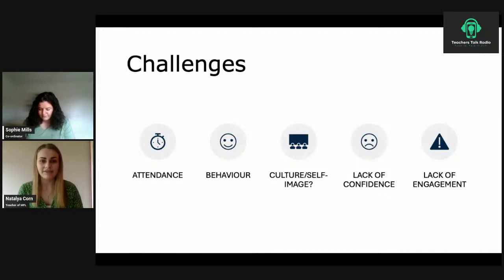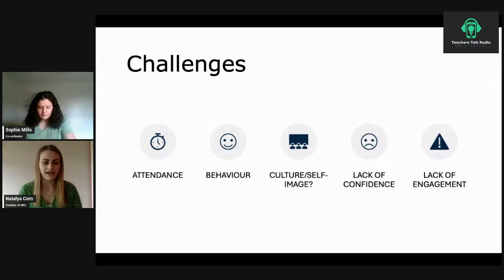The second is behaviour. I think there can be more behavioural challenges that come with lower ability because of the next three that I'm going to talk about: the lack of confidence and engagement, but also a cultural and self-image element to that. I often think, how do my students feel when their peers are in a class of 32 students and they're in a class of 8 or 9? They know that their class is different. They know that they're in a group that aren't a high ability group.